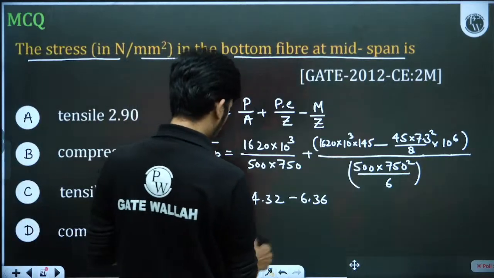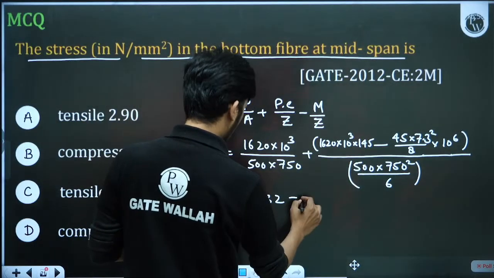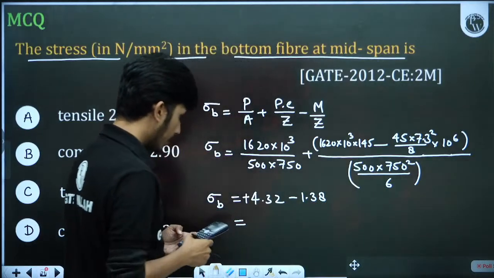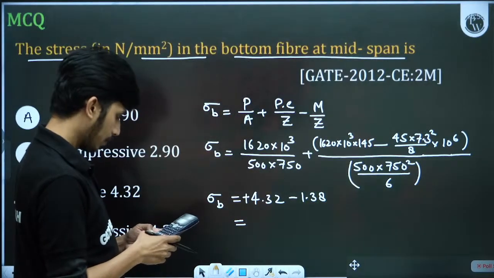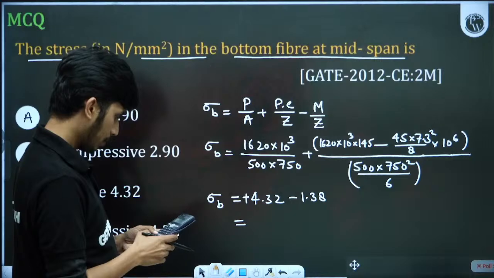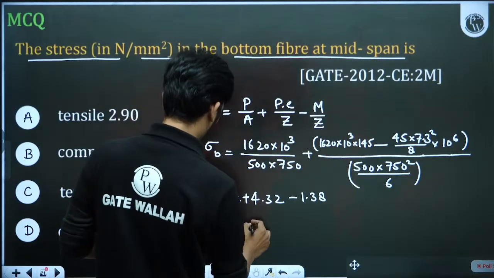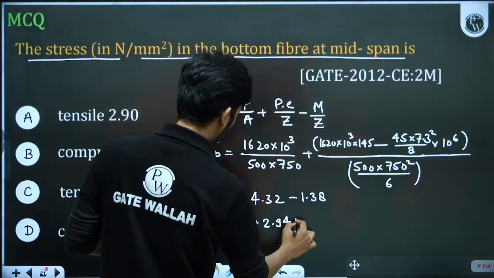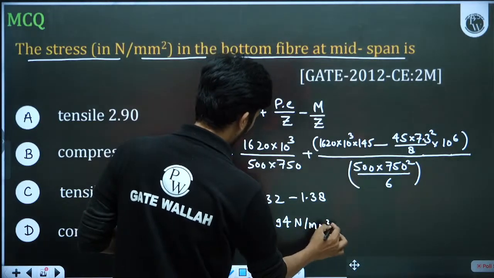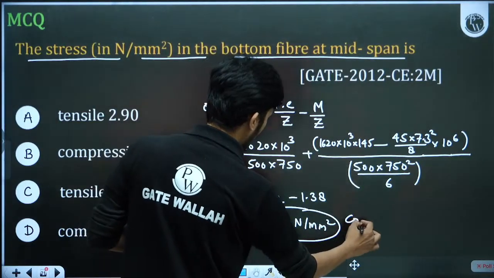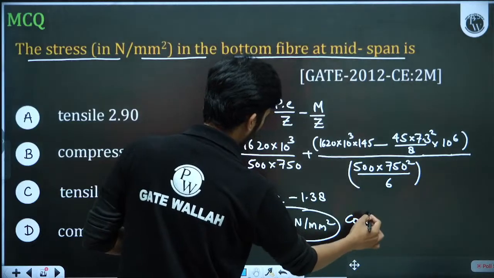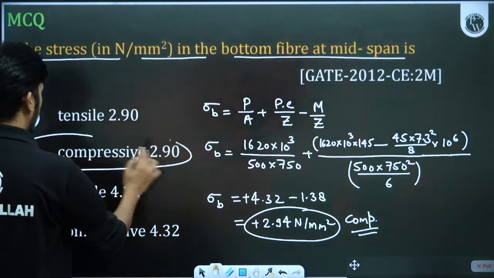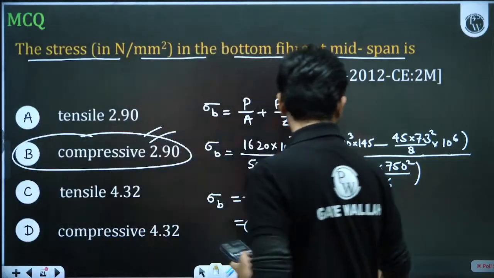Minus 1.38. So let us write this down: 2.94. It is coming out to be plus 2.94 Newton per mm square. So plus means it is compressive. The value is clear, and plus means it is compressive. So at the bottom the stress will be compressive, 2.94. B part will be the correct answer. The correct answer of this question is B part.